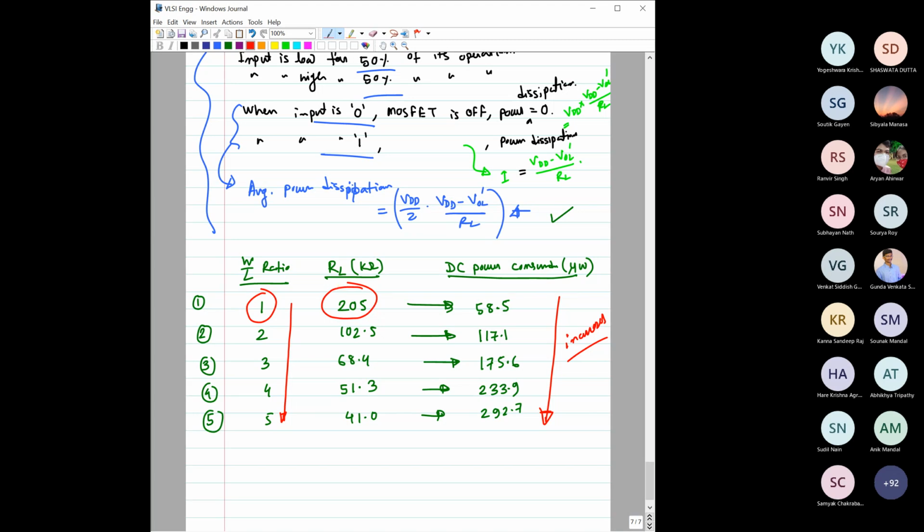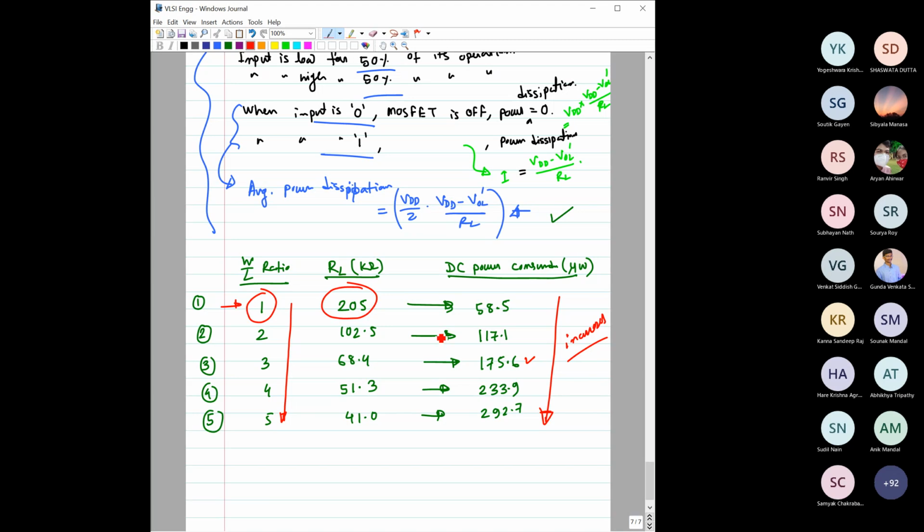Again, I am saying, if minimization of power consumption is the sole motto of your design. Otherwise, if there are other things, there will be a question of compromise, and you can choose the next one, or this one, so that you can adjust other parameters, for example delay. But if it is solely from the power consumption point of view, then you have to choose this first one.